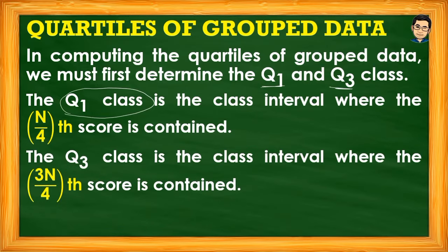And then, on the other hand, the Q sub 3 class is the class interval where the 3n/4 score is contained. Q sub 3 is the upper quartile, and that is 3/4. Kapag Q sub 1, that is 25% of the scores less than or equal to the lower quartile. And then, kapag Q sub 3 naman, that is 75% of the scores is less than or equal to the upper quartile.